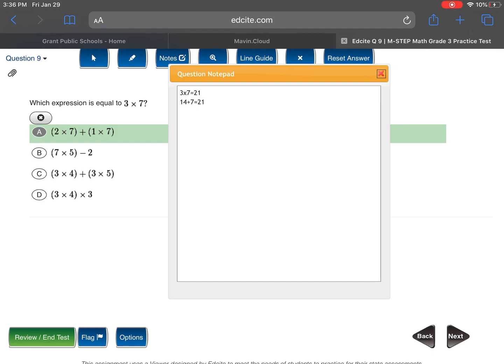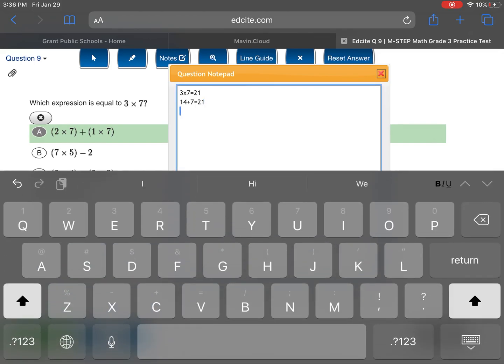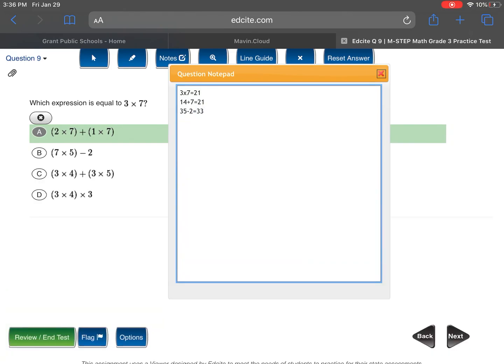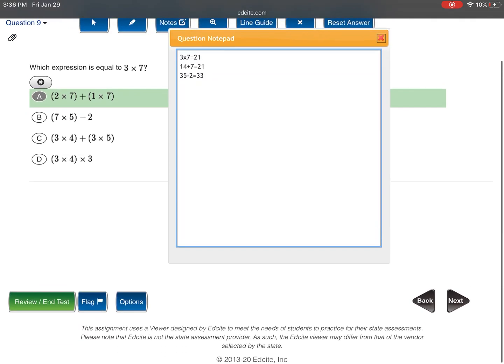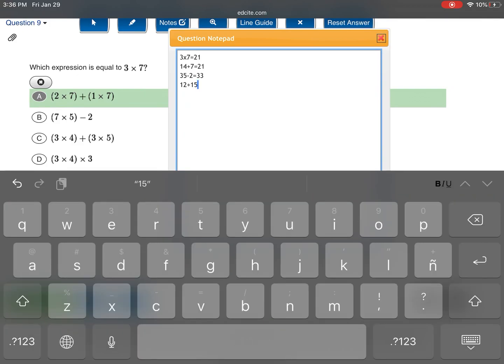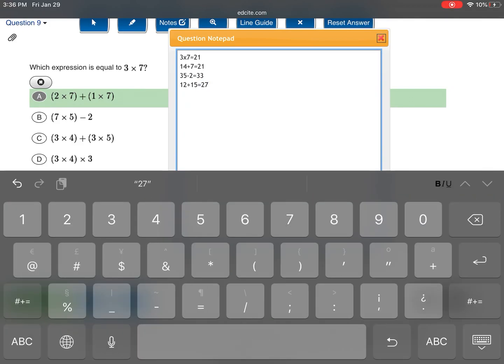I'm going to go and check B now. I want to check all of them. So B says 7 times 5, that would be 35, minus 2, that equals 33. So B is not correct. Now C says 3 times 4, that would be 12, plus 3 times 5, that would be 15. So 15 plus 12 would be 12, plus 10 is 22, plus 5, that would equal 27. Oops. So that is not true.